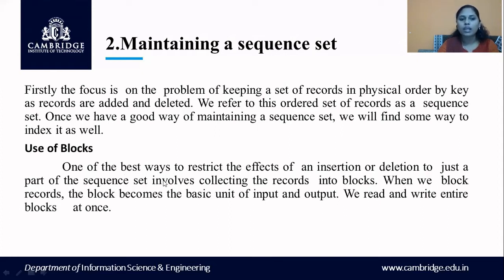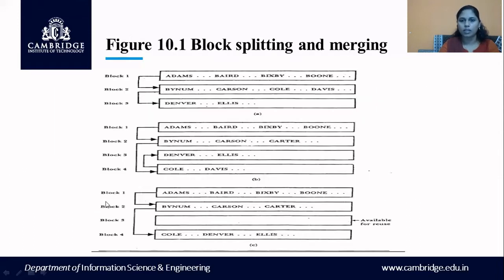What are blocks? It involves collecting the records into blocks, grouping them into a small structure that is called a block. Now, when you have formed these blocks, blocks will be the smallest unit or the basic unit for input and output. What is the meaning of that? When you read a block of data, you write a block of data. A block of data means the group of records which you have grouped into one set. So when you have used the concept of blocks, blocks will be formed as the basic unit for input and output. So you can see here, when we block the records, the block becomes the basic unit for input and output. We read and write the entire block at once.